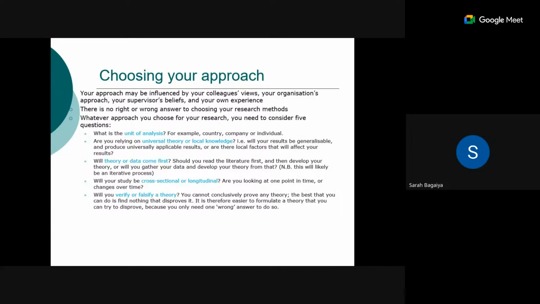Then, will you verify or falsify a theory? You cannot conclusively prove any theory. The best that you can do is find nothing that disproves it. It is therefore easier to formulate a theory that you can try to disprove, because you only need one wrong answer to do so.